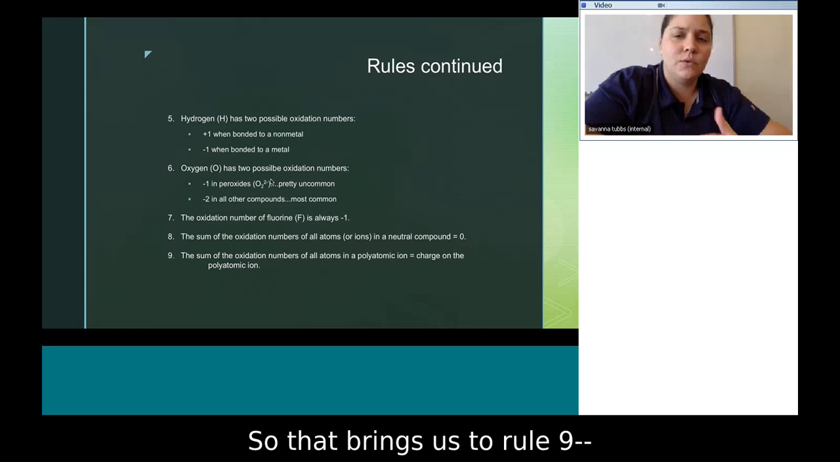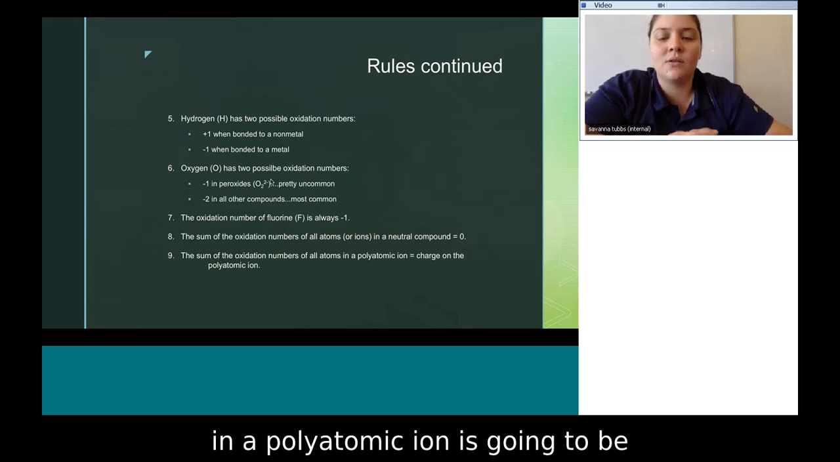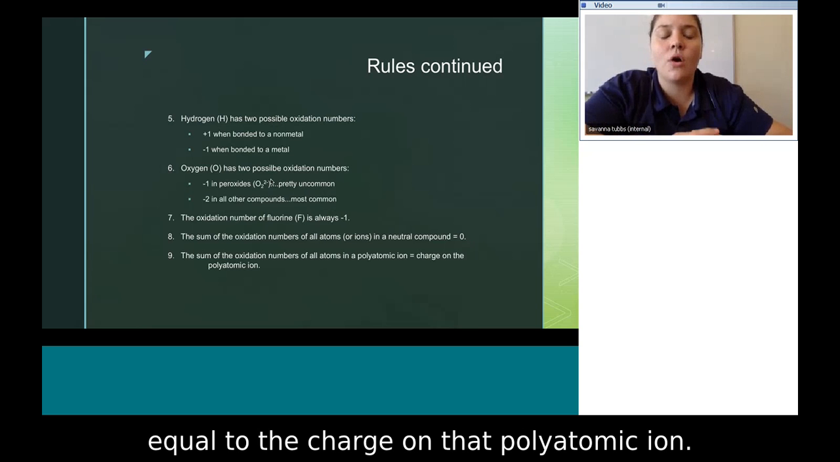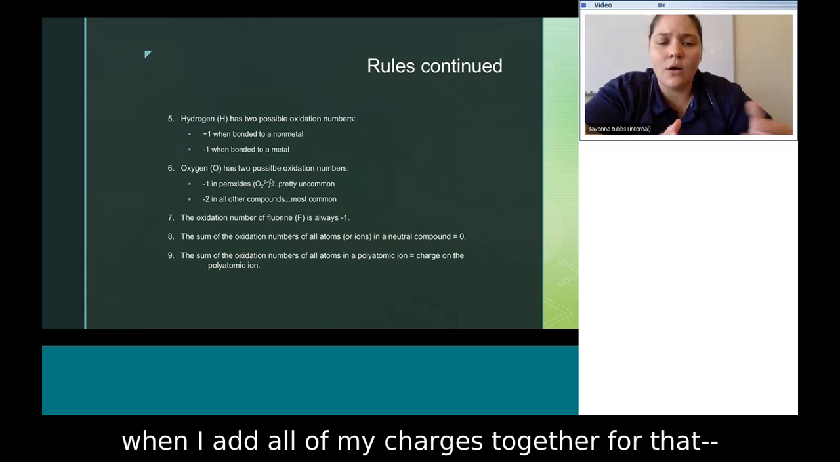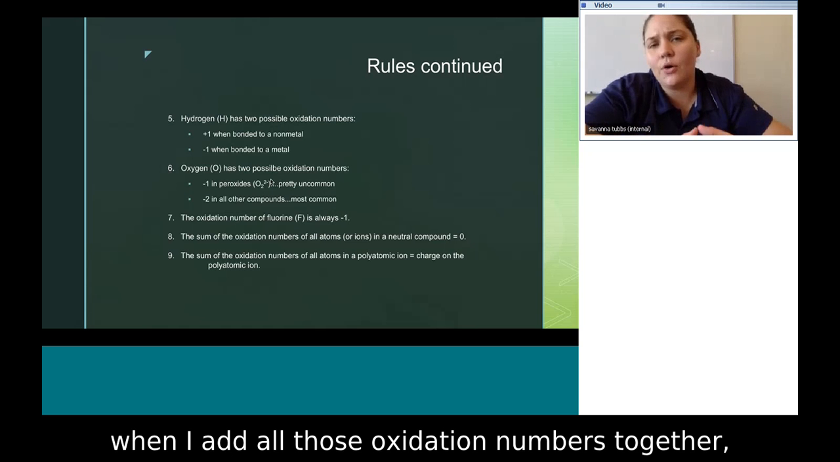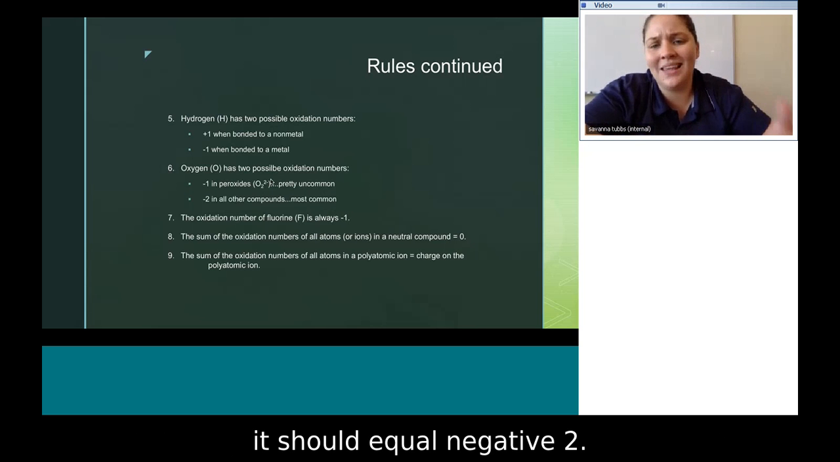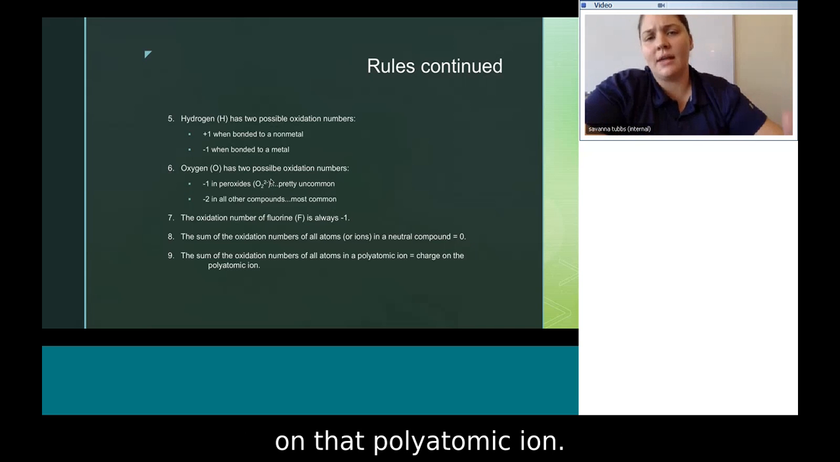So that brings us to rule 9. The sum of the oxidation numbers of all atoms in a polyatomic ion is going to be equal to the charge on that polyatomic ion. So for instance, if I have SO4 2-, when I add all of my oxidation numbers together, it should equal -2. So it's going to equal whatever the charge is on that polyatomic ion.